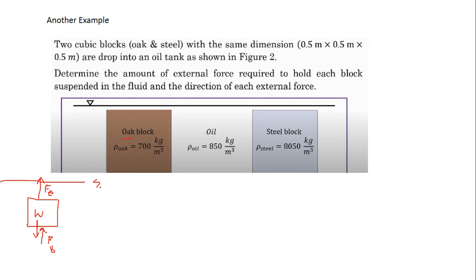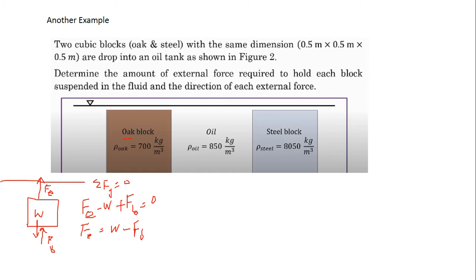The summation of force, FY, betul? Vertical, 0. Okay. FE minus W plus FB equal to 0. Equal to 0. Okay. And then rearrange. Okay, FE equal to W minus FB. W minus FB. Okay, good.